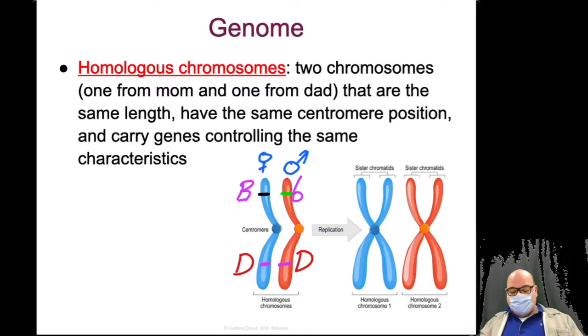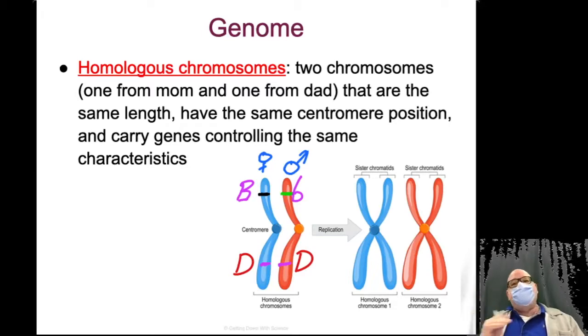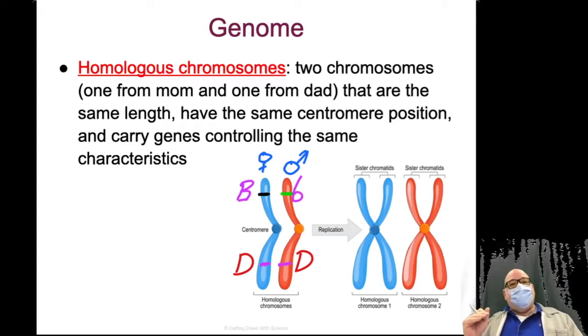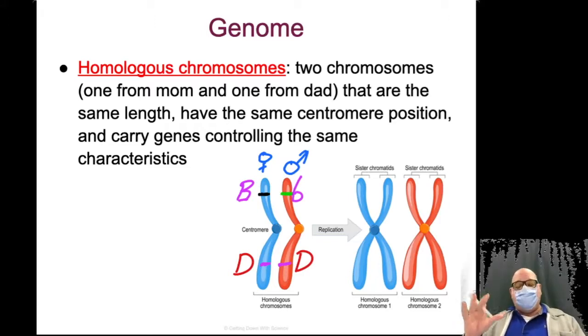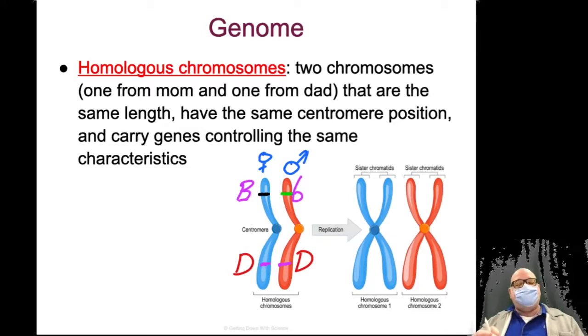So the big deal right now is each chromosome for this homologous pair is going to be carrying the same informational areas, but not necessarily the same information, okay? That's the big deal right now. You need to know homologous chromosomes carry the same information set, but they might have different information on it.